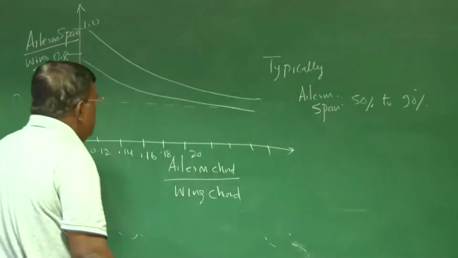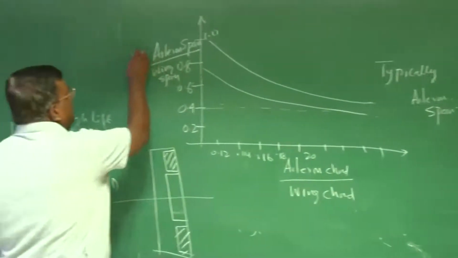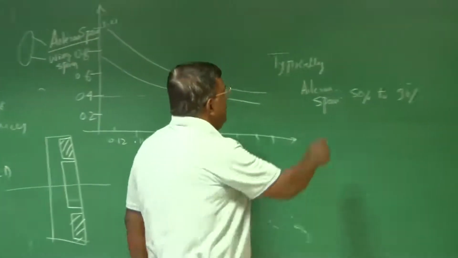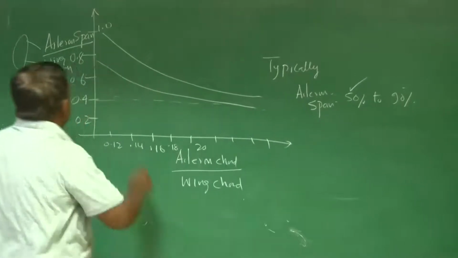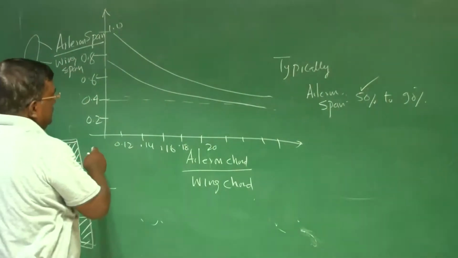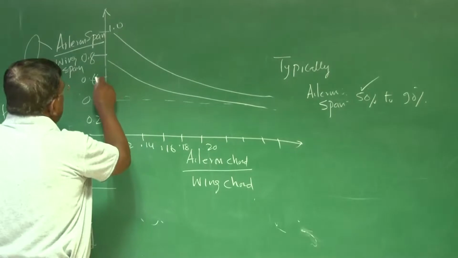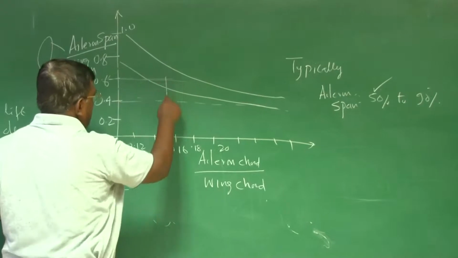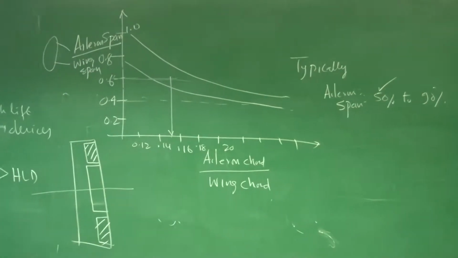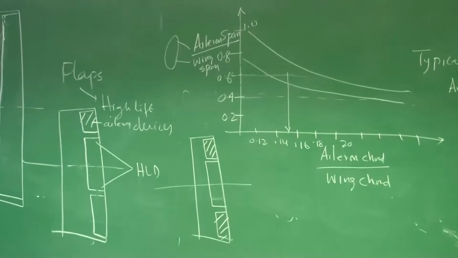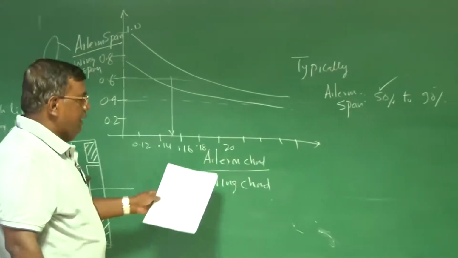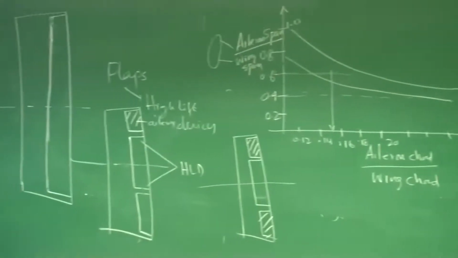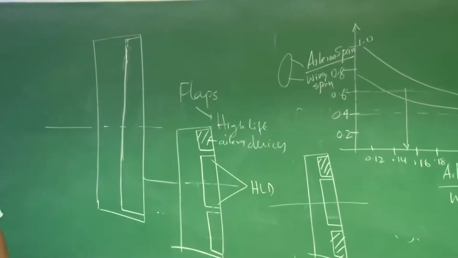So I will be knowing this ratio of aileron span to wingspan once I pick a number from here. Suppose the ratio is coming 0.6, so I come here and somewhere here I see what is the ratio of aileron chord to wing chord, and since I know the wing chord, I can also find out what is the aileron chord from here. This also gives you quite a good estimate at a conceptual stage.